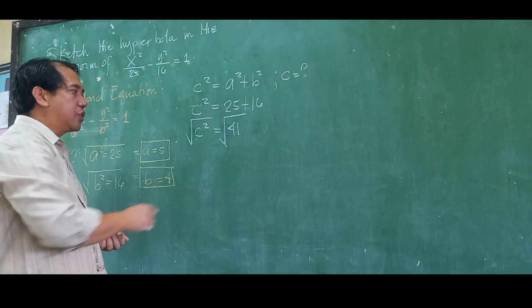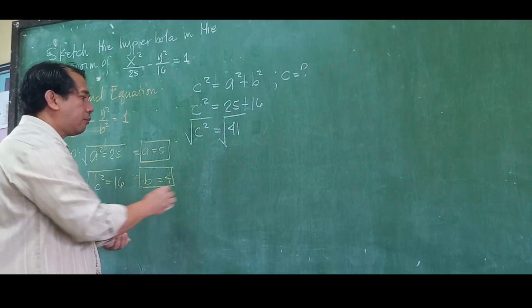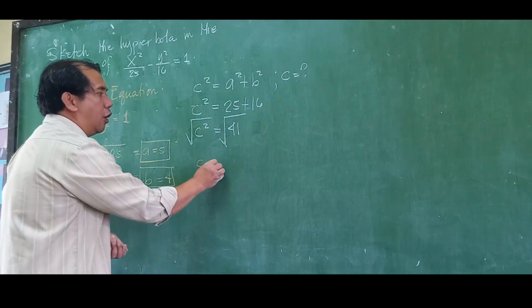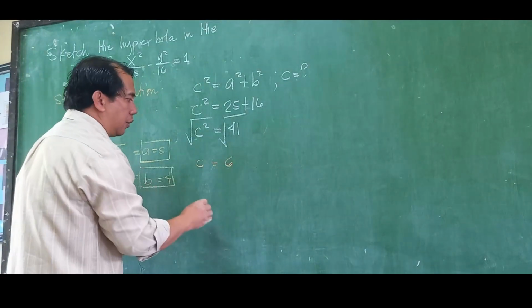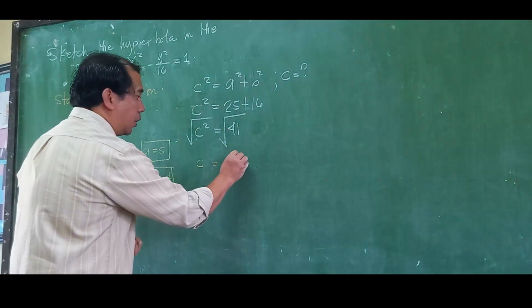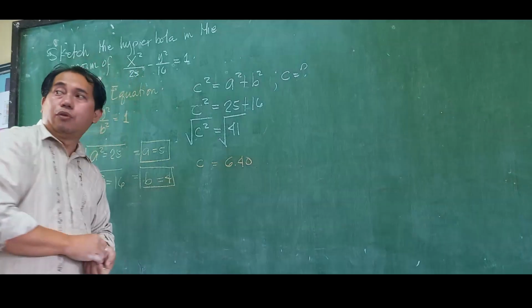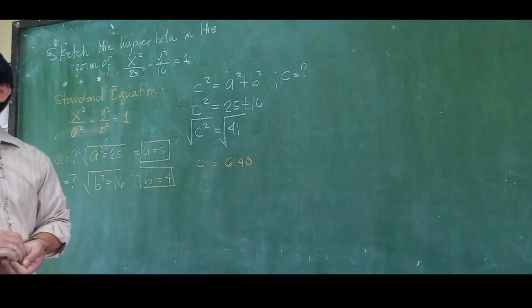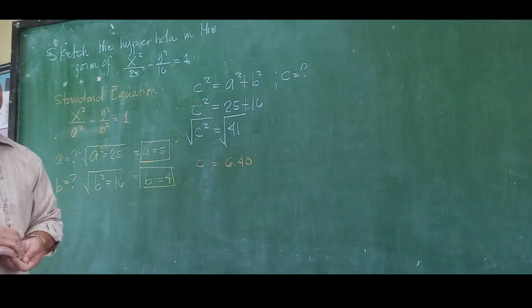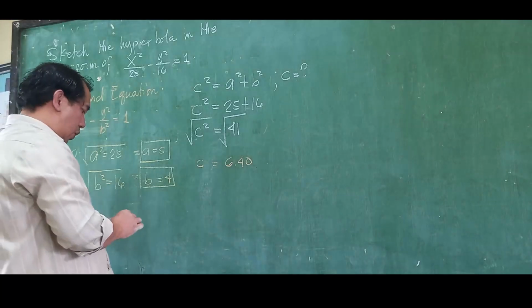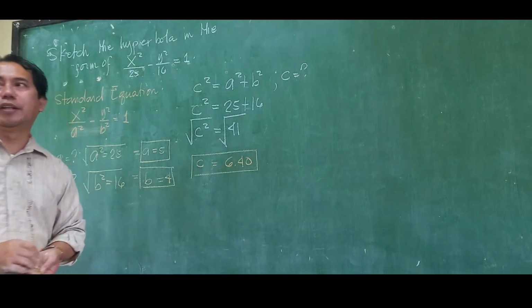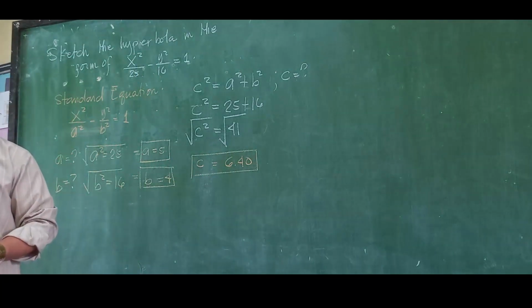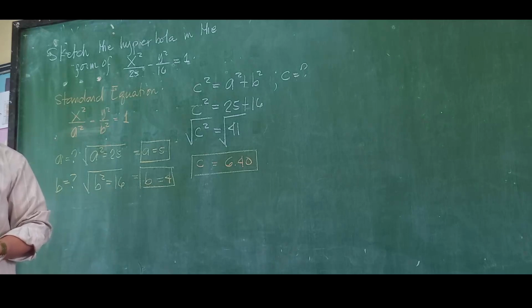So, what is the square root of C squared? We have C. And how about 41? 6.40. Tama? Okay, 6.40. Meaning to say, we have already these things. After that, that's the time you're going to sketch them now. You can sketch now.